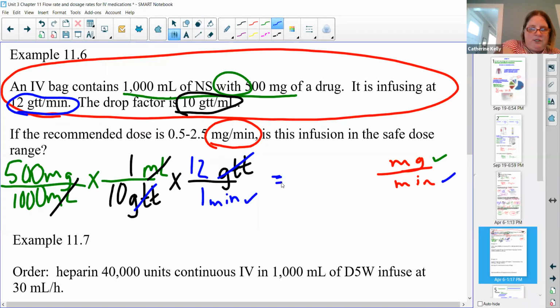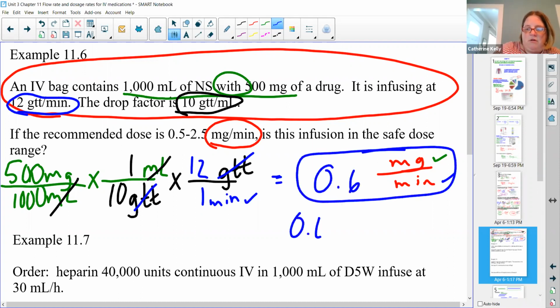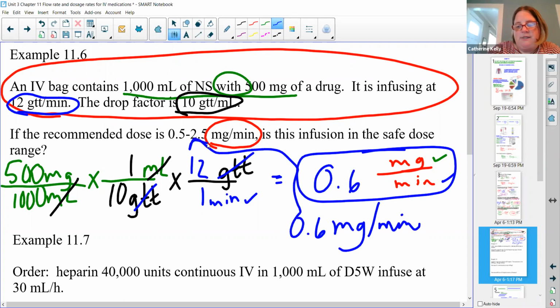And then I'll do my calculation. I'll say 500 times 12, and then I'll divide it by 1,000, and then I'll divide it again by 10, and I'll get 0.6 milligrams per minute. And does that fit in here? Yes, it does fit between, so it's safe. It does fit between 0.5 and 2.5.